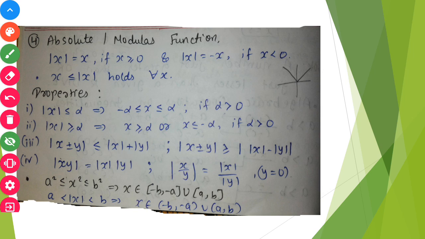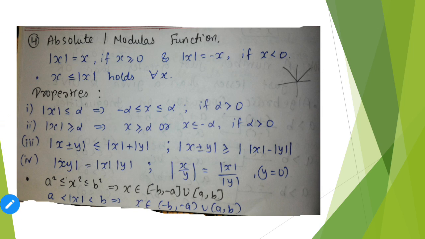Now let's discuss the modulus function. The modulus function is also known as the absolute function. We know that whenever we put any value in a modulus, it turns into positive. For example, mod of x is equal to x if x is greater than or equal to 0, and mod of x is equal to minus x if x is less than 0. If x is negative, we are multiplying by minus. X is negative, so negative, negative, positive.